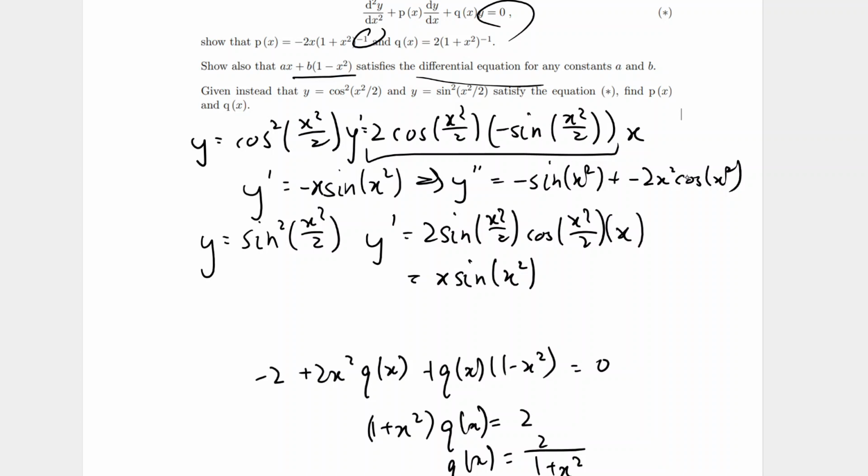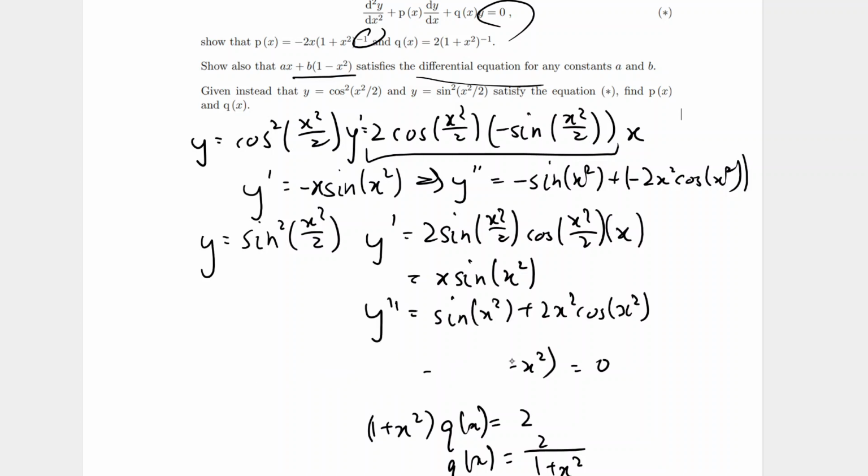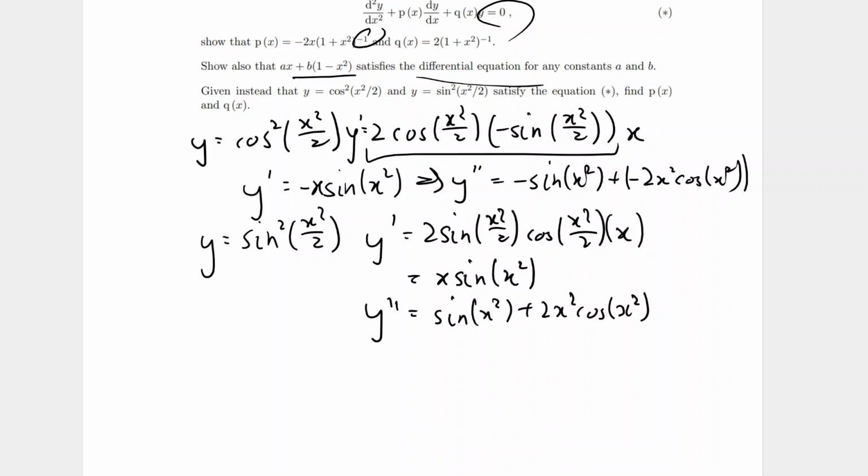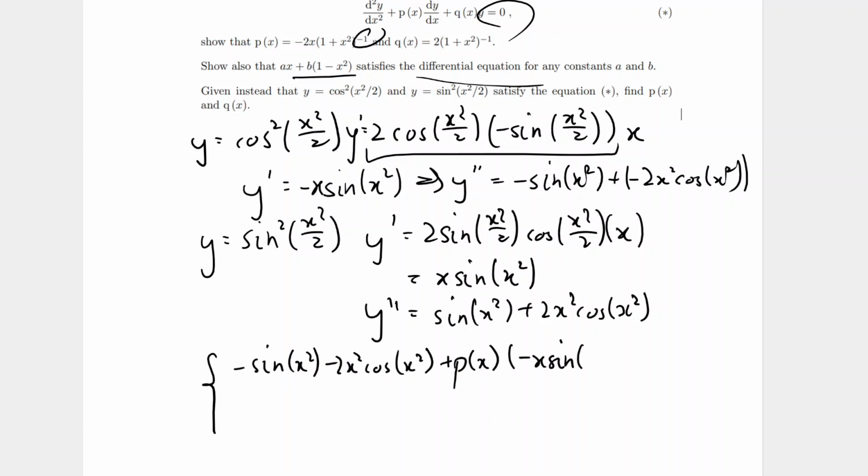Okay, and the remaining job is to chuck the expressions back into the differential equation, which is really annoying actually, because cosines and sines don't look nice. All right, so let's do that. So what have I got? Provided that my pen does something properly. Yep, there we go. So minus sine x squared minus 2x squared cosine x squared plus p of x times the dy by dx. Oh, this is so annoying. Genuinely annoying.